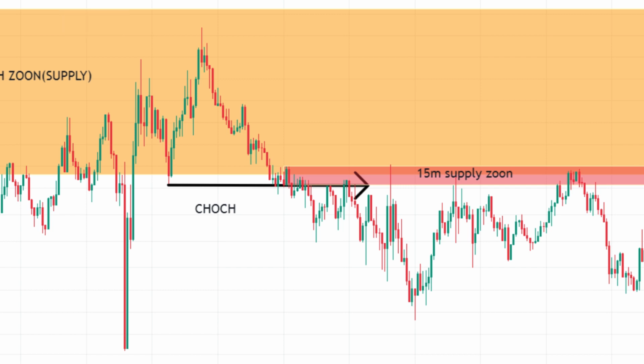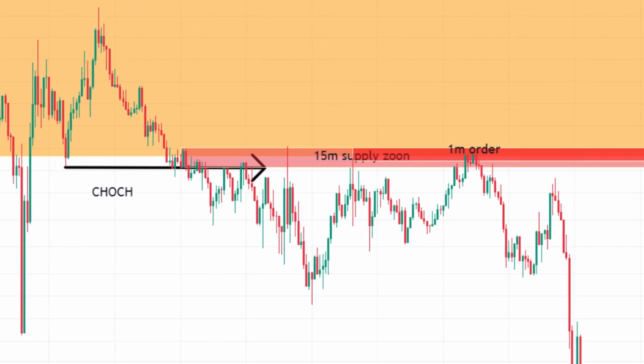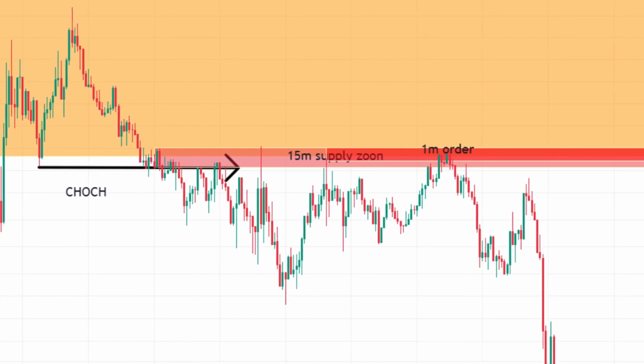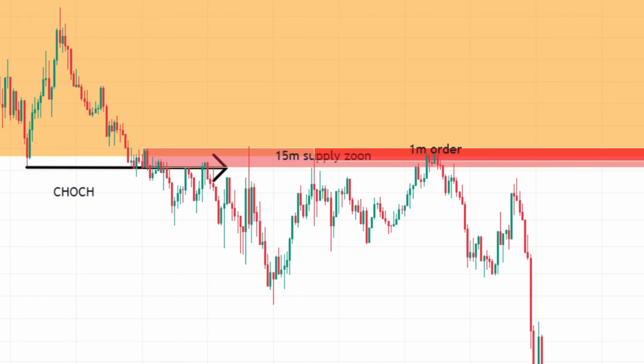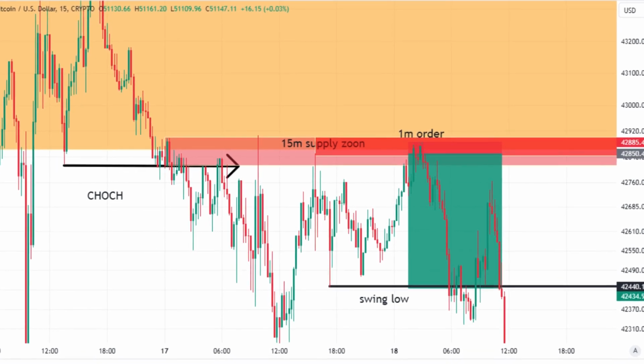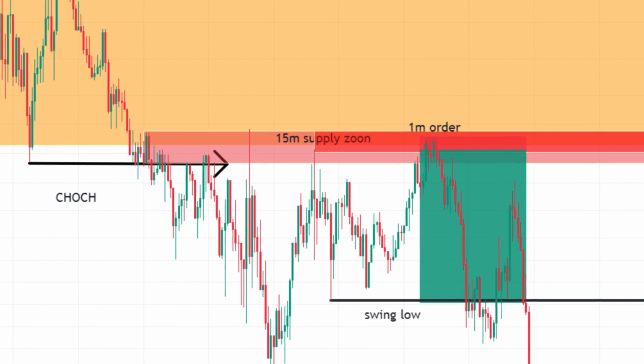Once the change of character is confirmed on the 1-minute time frame, our next course of action is to identify the order block generated by the change's wave in the 1-minute time frame. Subsequently, we place a sell limit order at the lowest point of the zone with a stop loss set a few pips above the highest point of the zone. As for the take profit, we have the option to target the unmitigated demand zone on the higher time frame or the swing low of the current time frame.